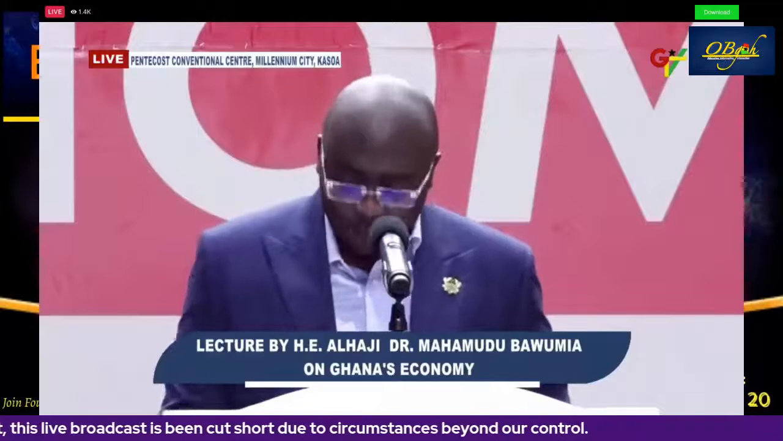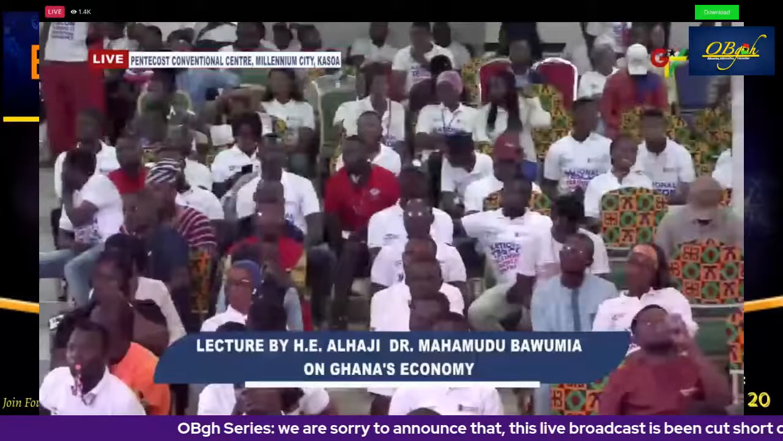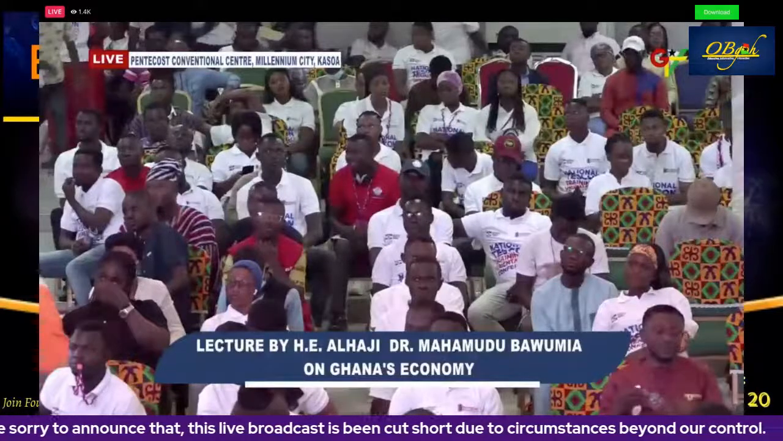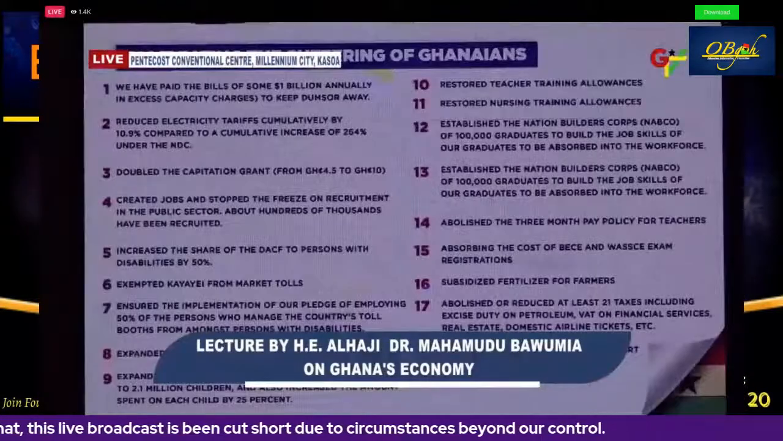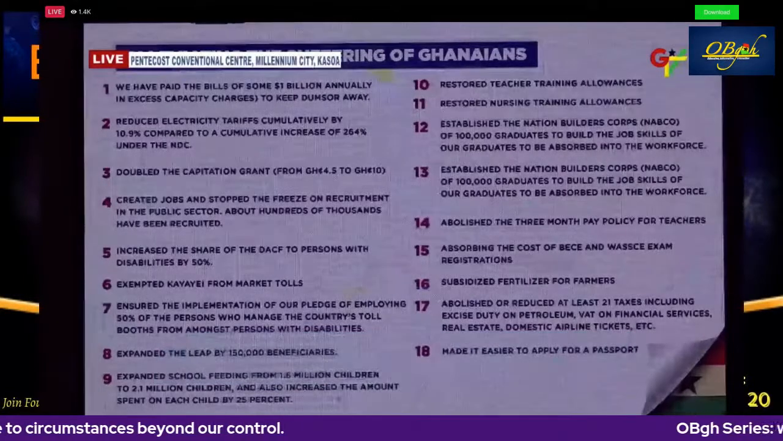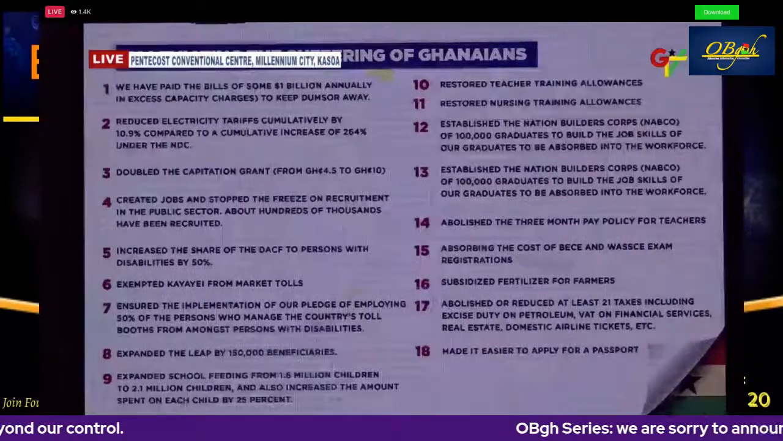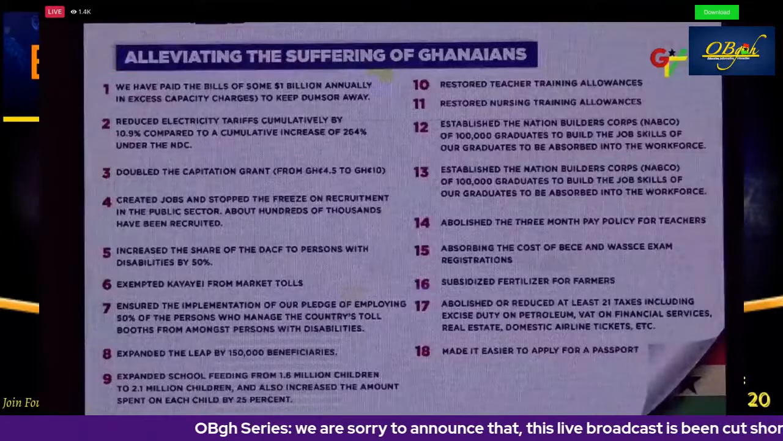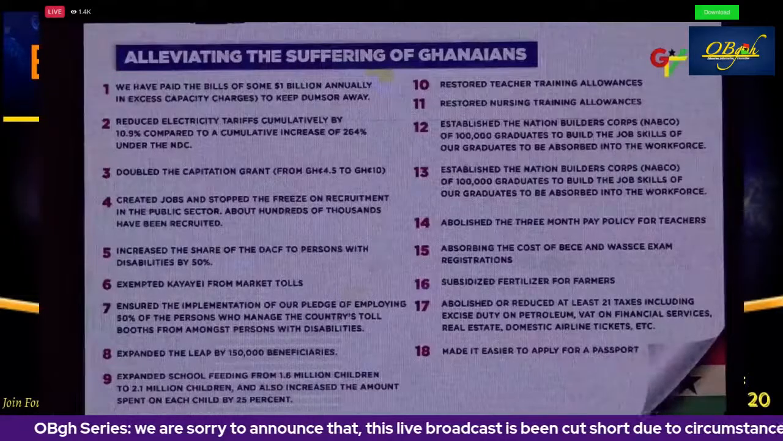And these programs have continued, notwithstanding the current challenges which have sometimes resulted in delays in programs. We haven't cancelled or abolished the programs. We've abolished the 3-month pay policy for teachers who were paid for only 3 months despite sometimes working for 3 or 4 years. We've absorbed the cost of BECE and WASSCE exam registrations. We've subsidized farmers with fertilizer. We have abolished or reduced 18 separate taxes.